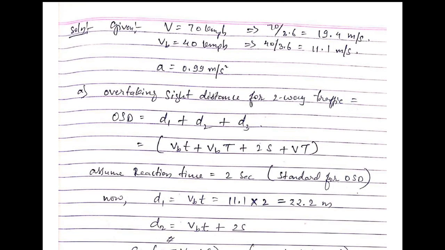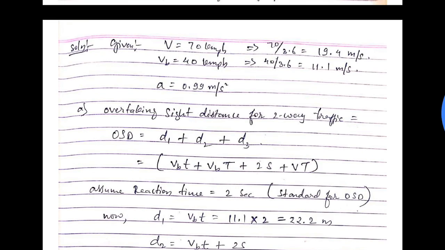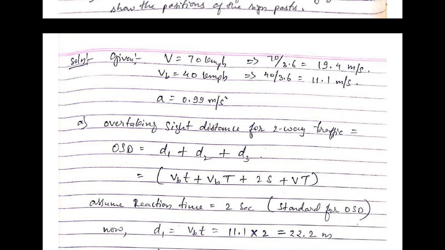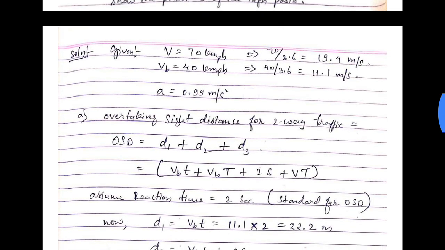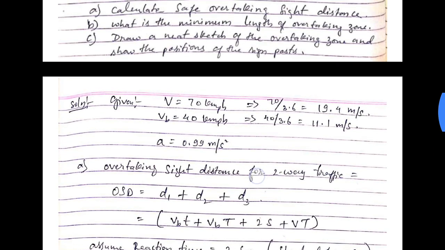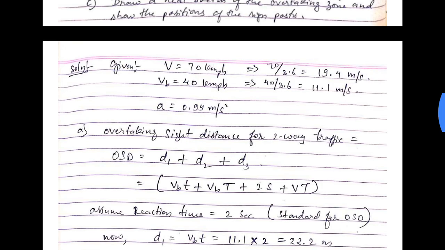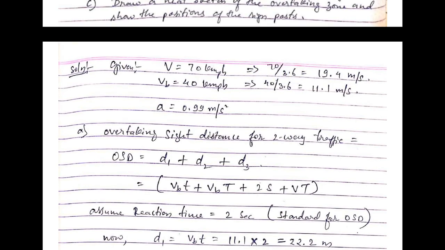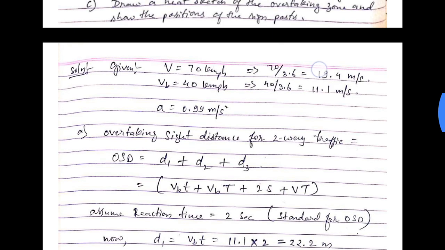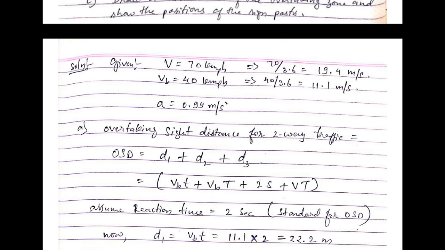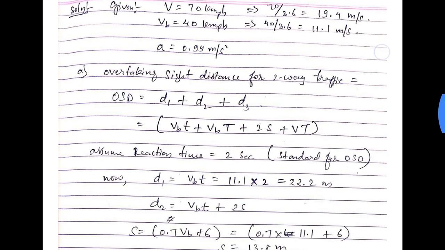So the overtaking speed capital V has been given as 70 kmph and the overtaken speed is 40 kmph. We convert these speeds into meter per second because our acceleration value has been given in meter per second square. In order to convert from kmph to meter per second, we divide the values by 3.6. So dividing 70 by 3.6 we get 19.4, and 40 by 3.6 we get 11.1 meter per second.